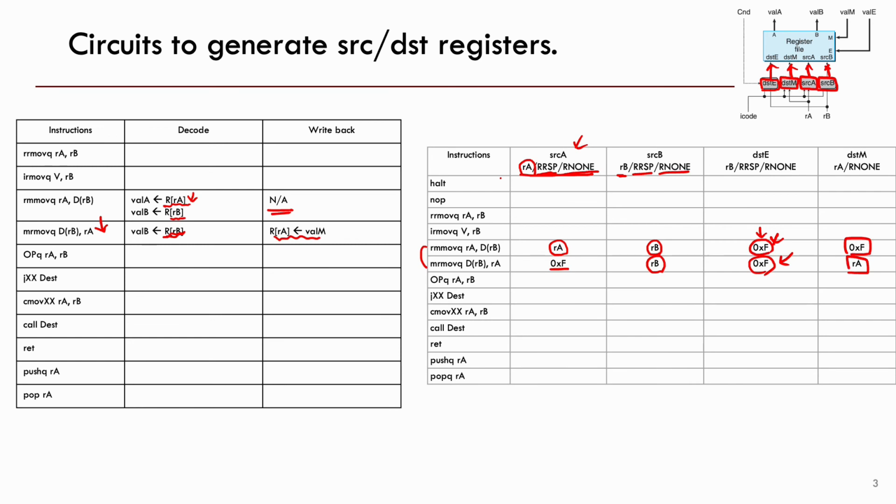Okay, so this way you can fill out this whole table, and then based on this table, you can easily implement these four control modules. So one column will be used for one control logic.